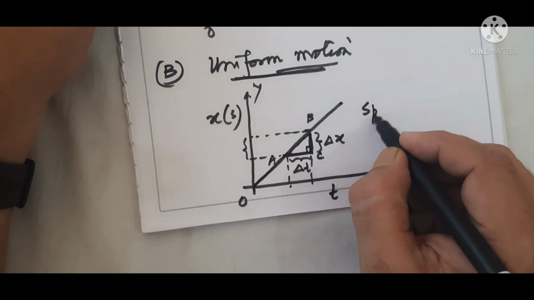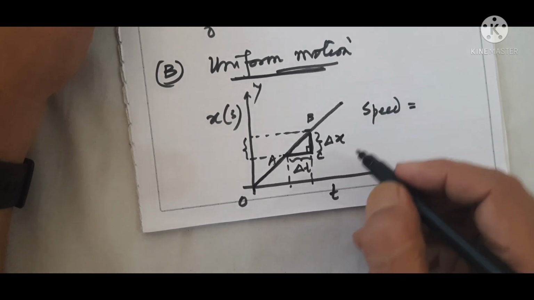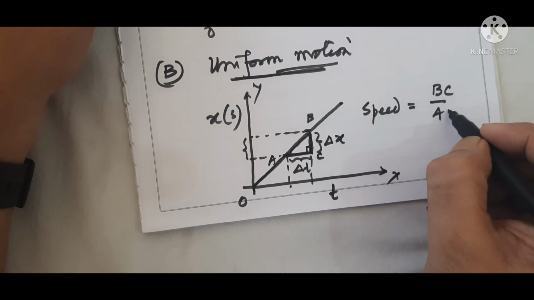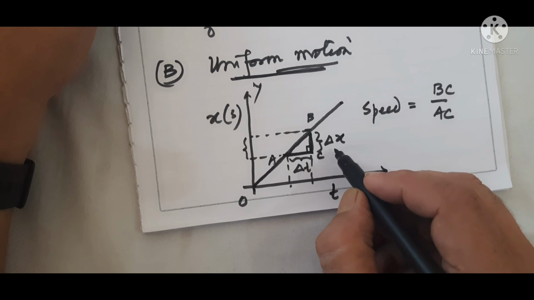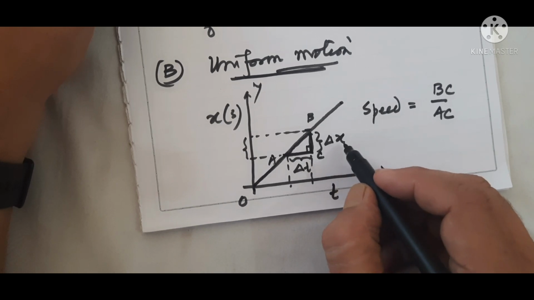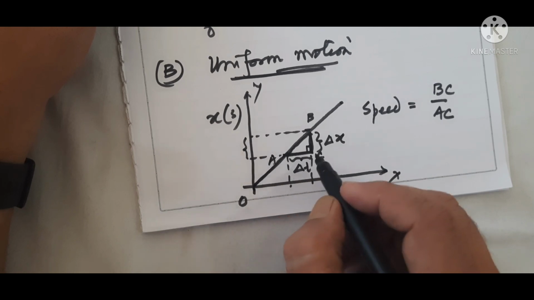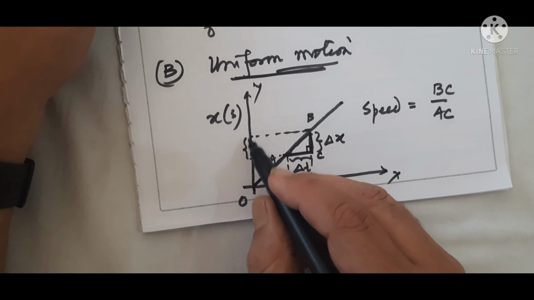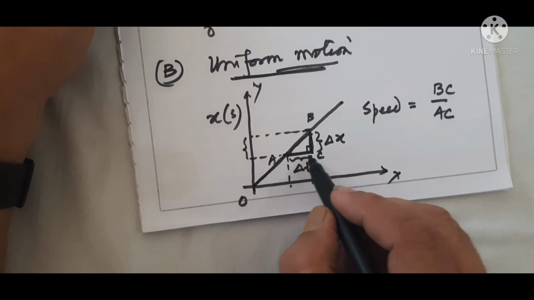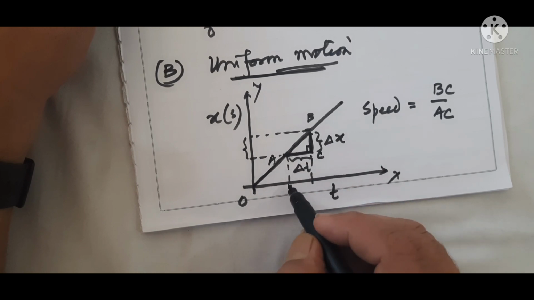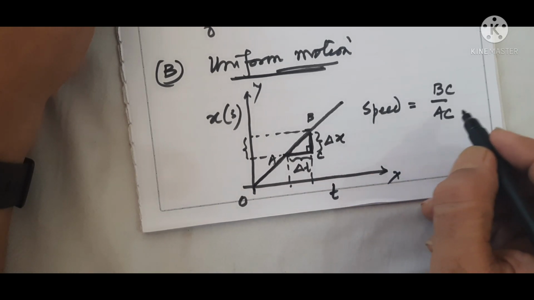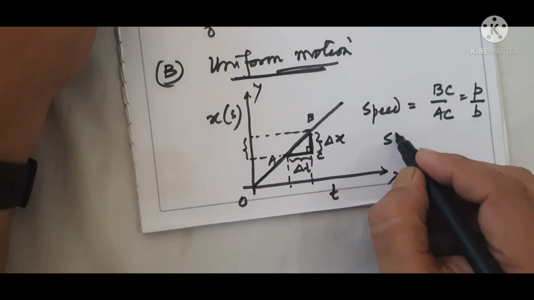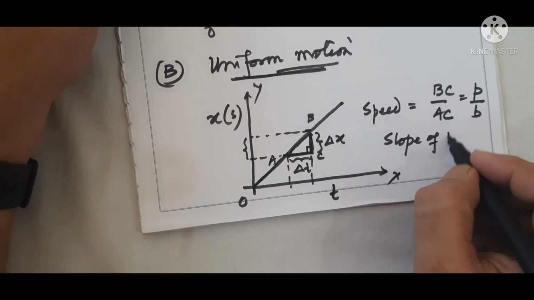So speed is equal to, what should be the speed here from the graph? That is your BC by AC. I have denoted this distance by del x. Small distances here. Del x is along the y-axis, which is the distance, and this del t, which is equal to the AC, along the time axis. So distance by time. Or we can write perpendicular by base. This is the slope of the graph.